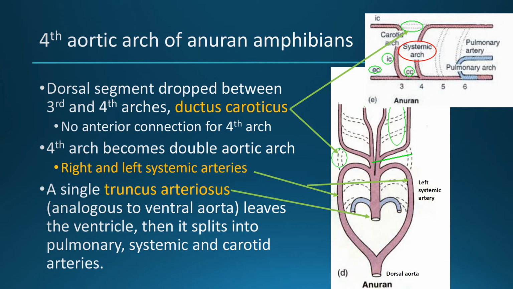The 4th aortic arch, that's another one that's retained, but I'll explain kind of what it becomes. Remember I mentioned the ductus caroticus disappears. That's that connection between 3rd and 4th. So now 4 is sort of standalone from 3. And so what happens is the 4th arch becomes a double arched aorta. So it has an arch on each side that becomes left and right systemic arteries.